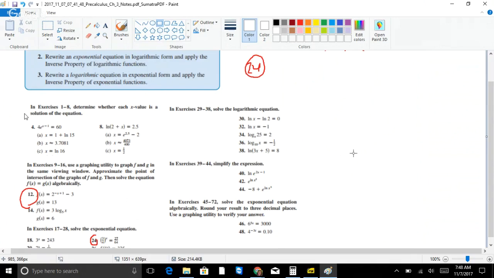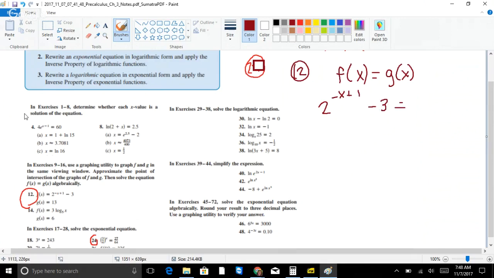So that simply means we are trying to, this is number 12. Got all kinds of shapes going on. Number 12, we want to find out what x value makes both true. So we're trying to figure out basically, when does f of x equal g of x? All right, and so we are going to write this equation. We have 2 to the negative x plus 1 minus 3 equals 13.